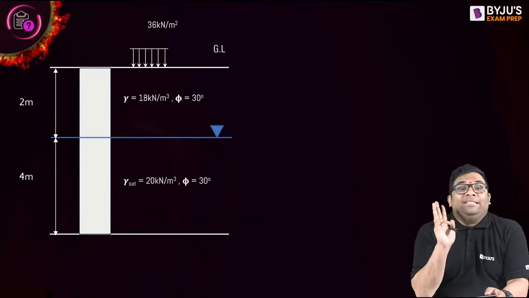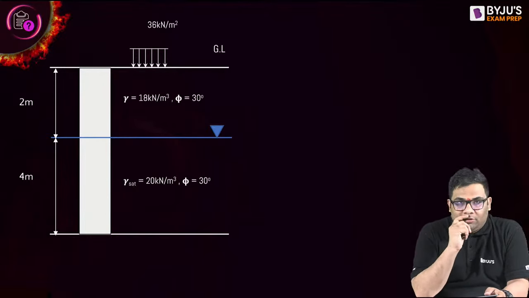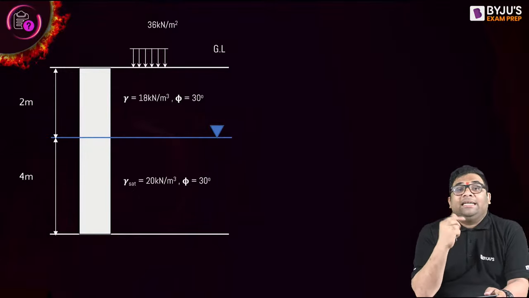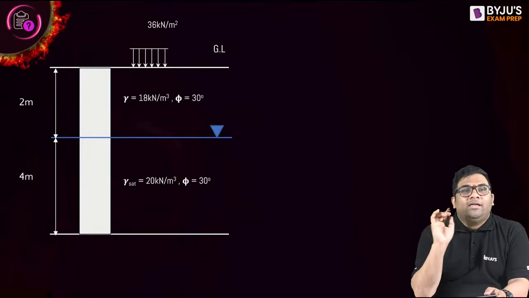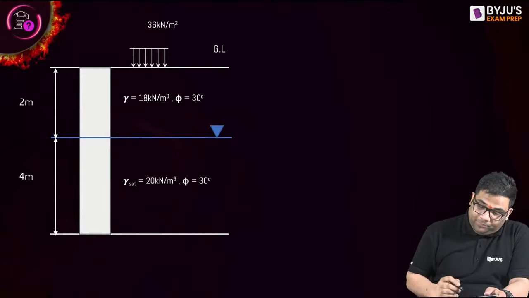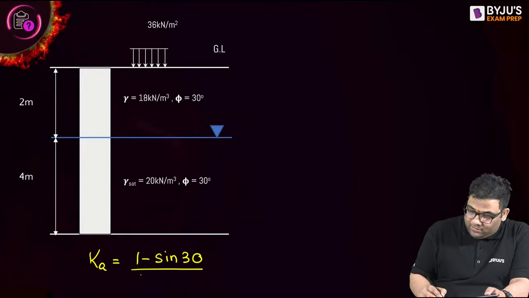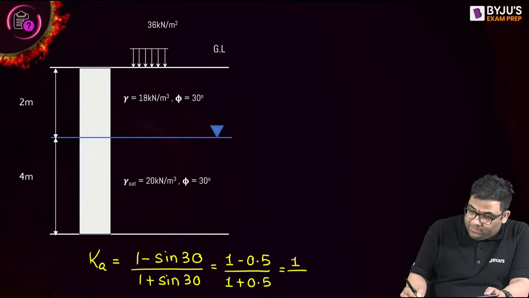There will be three distributions: one due to soil, one due to water, and one due to the surcharge. Let us draw the distributions. For that, first of all, I will find the vertical stress at different levels. Phi is given as 30 degrees. So Ka will be equal to 1 minus sine 30 divided by 1 plus sine 30, that is 1 minus 0.5 divided by 1 plus 0.5, giving me 1 by 3.